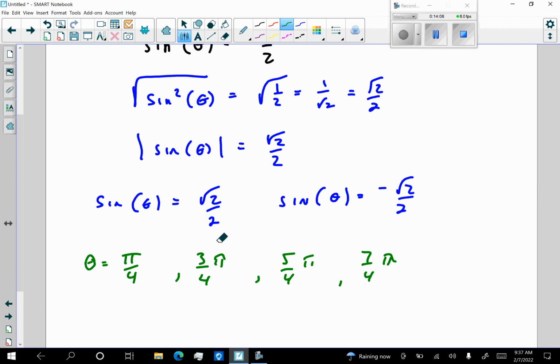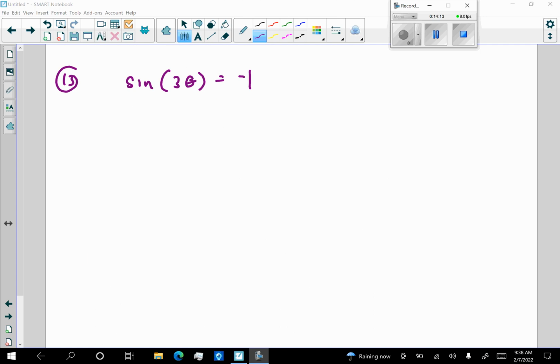Let's do a little bit of a different type of problem now. So let's pause the video and get ready to do that. So now we're going to do a little bit of a different problem where I have the sine of 3 theta is equal to -1.